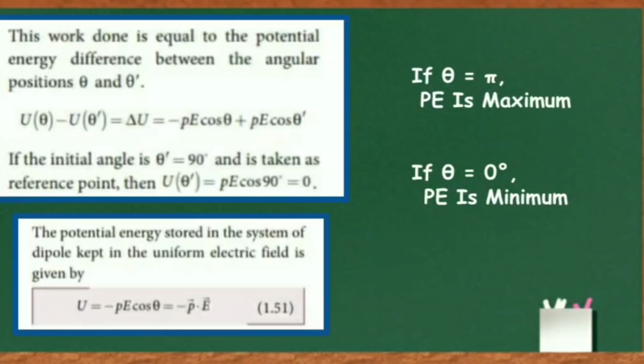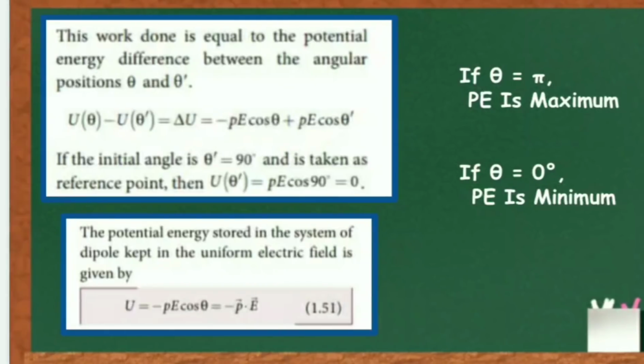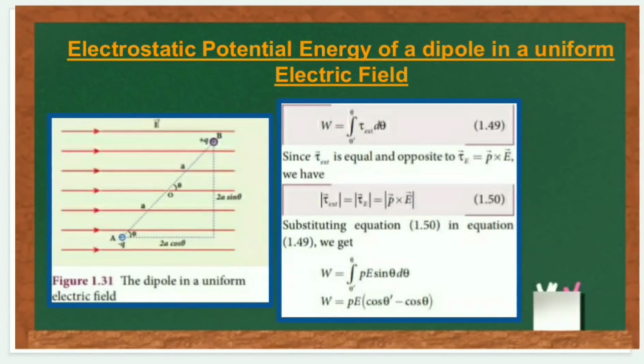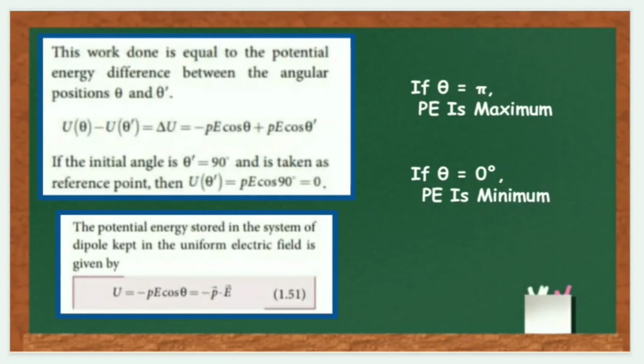Why is the potential energy maximum when theta is equal to 180 degree? Can you guess? Have a close look at the diagram. When you place it at theta equal to 180 degree, the plus q charge will come to the left and the minus q charge will come to the right side. The electric field moves towards the right, so there must be a positive charge on the left side or a negative charge on the right side. So we are trying to align the dipole in the direction opposite to that of the field, and that is why we have to do more work, and the potential energy is maximum here. The opposite happens when theta is equal to 0 degree.